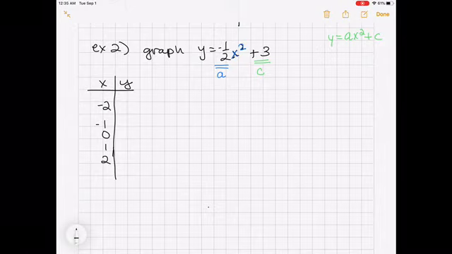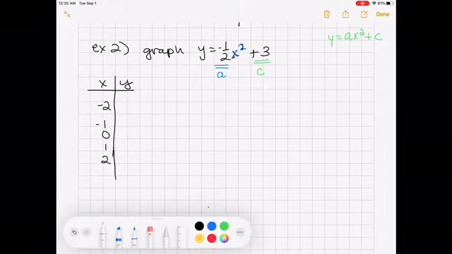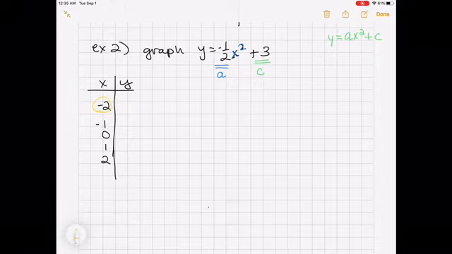So I'm going to go ahead and do as I did before. I'm going to take my value for x and insert it right here for x. So we know negative 2 squared is a positive 4. And then we're going to multiply that by the negative 1/2 in front of it. So negative 1/2 times 4 is negative 2. Add the 3. So it's like saying negative 2 plus 3, and we got a positive 1.